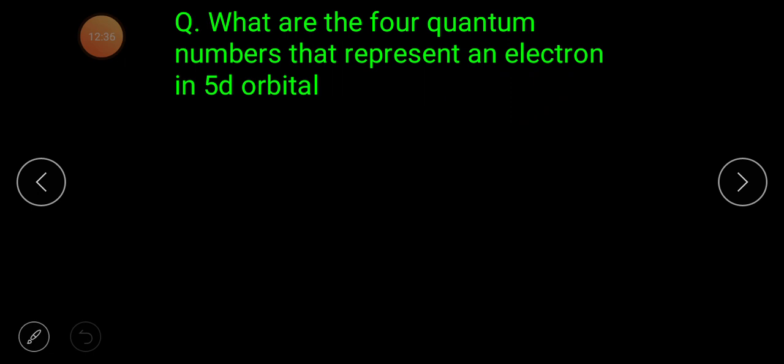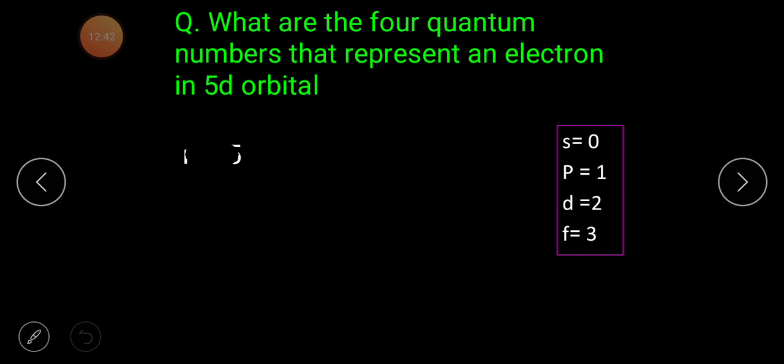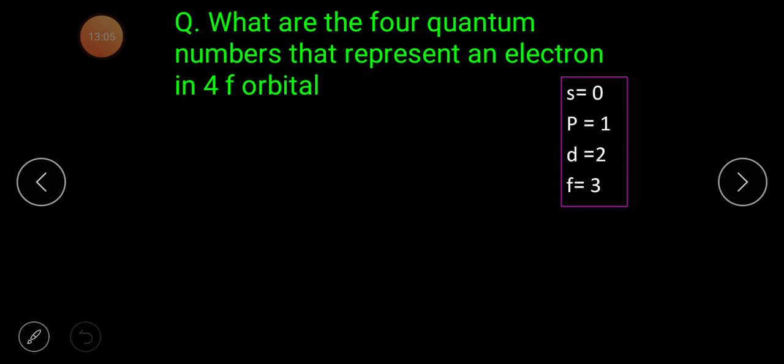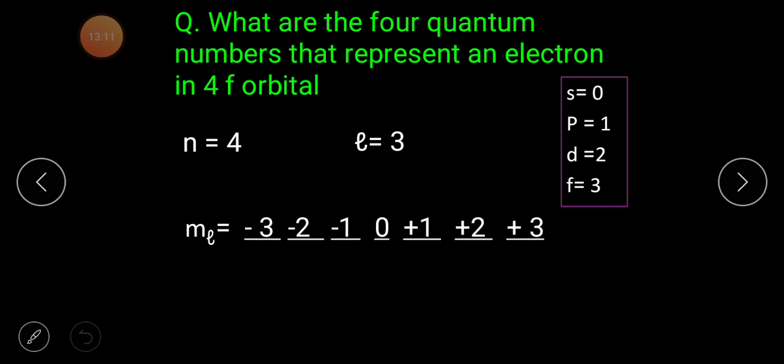Now, what are the four quantum numbers for an electron in the 5d orbital? We have n is equal to 5 because it is 5d. L is equal to 2, ml is from -2 to +2, and ms is either plus half or minus half. What are the four quantum numbers that represent the electron in the 4f orbital? Again, n is equal to 4, l is equal to 3, ml is from -3 to +3, and ms is the same, plus half or minus half.